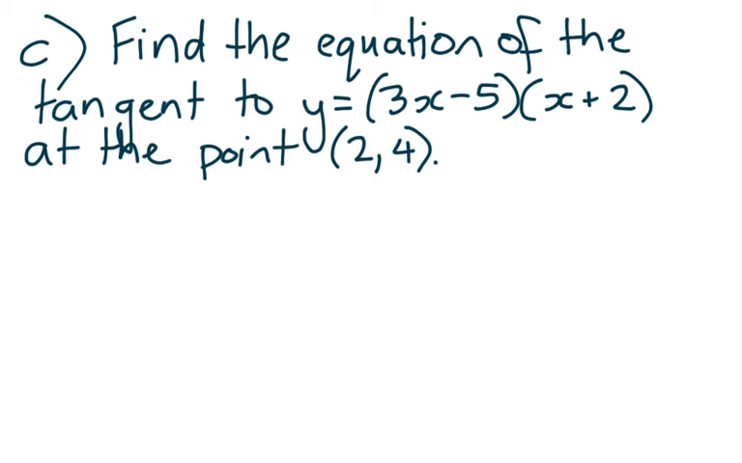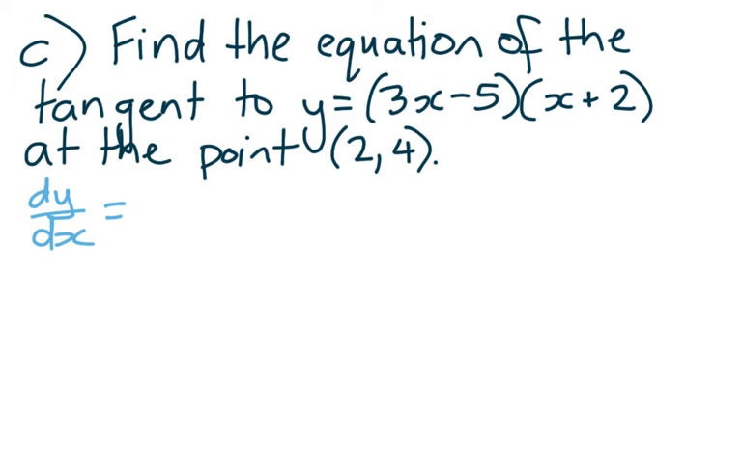Last one is find the equation of the tangent to y equals 3x take 5 times x plus 2 at the point 2, 4. So this one's just an equation of a tangent problem, because even though that's covered in normal differentiation, we need to make sure that we can still do that in product rule and quotient rule. The whole process is the same. It's only the way you differentiate the original function changes. So again, we do dy by dx.